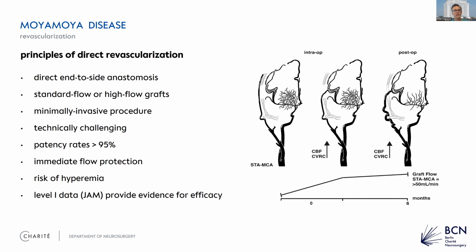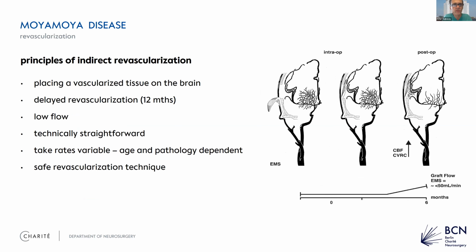The indirect revascularization is placement of a vascularized graft, either the temporalis muscle, or the galea, or you turn over the dura, and this will result in delayed revascularization.